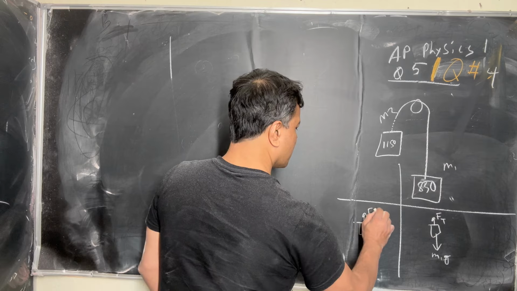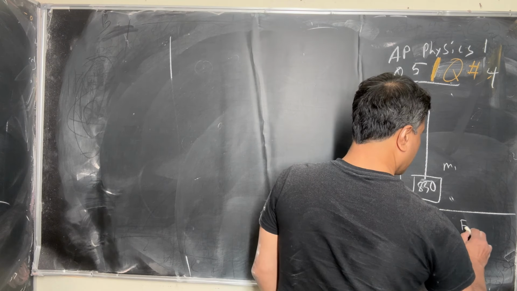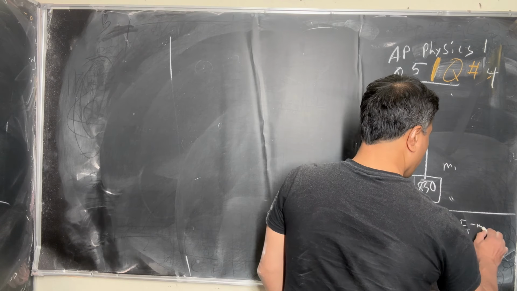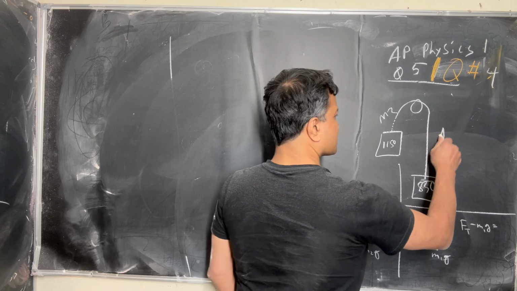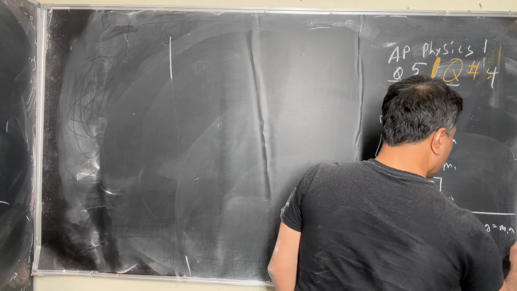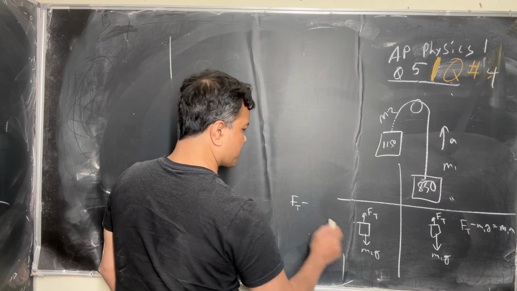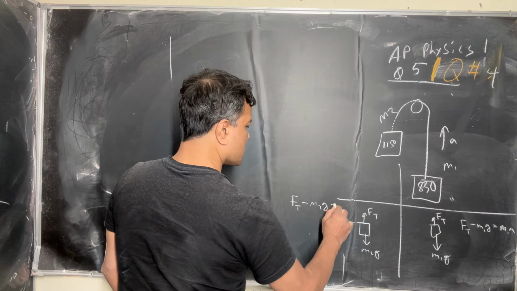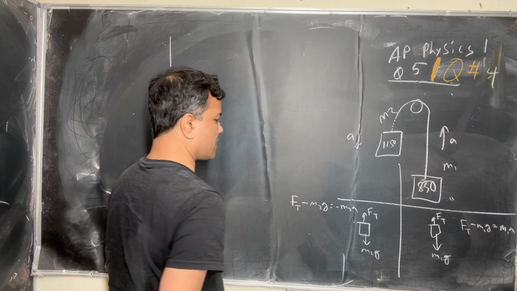This one is FT. Okay, that's it. So what are we going to write? We're going to write FT minus M1G is equal to positive M1A, because acceleration is this way. How are we going to write this one? FT minus M2G is equal to minus M2A. Why is that? Because acceleration is downward here.